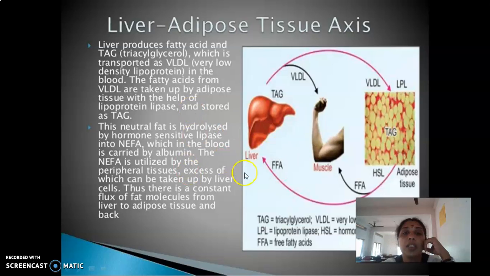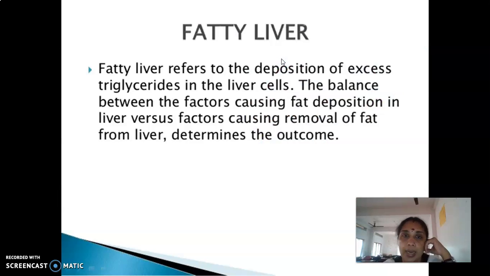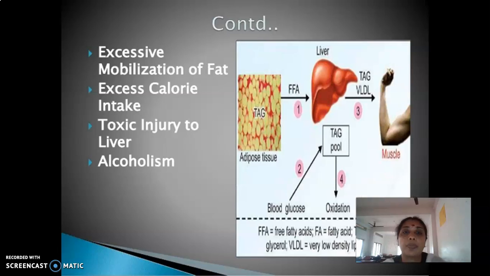Okay, so the non-esterified fatty acid is utilized by the peripheral tissues. That is, energy is produced, right? And the remaining fatty acids will be taken up by the liver. So there is always a constant flux or constant motion of TG and free fatty acids between the liver and the adipose tissue, and this is known as the liver adipose tissue axis. Now, there's a condition, fatty liver. Fatty liver, I'll take as a separate topic.